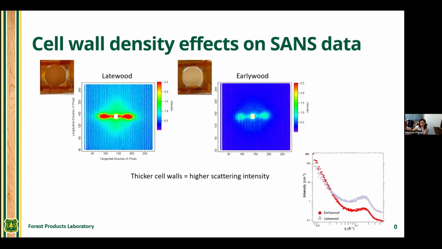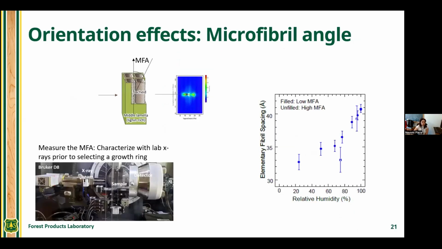So for future studies, and here I have the samples, you can also see that they're visibly different in color as well, and density. Knowing that the differences were not strong in terms of the swelling, but rather in terms of the scattering density, we focus on late wood specimens.